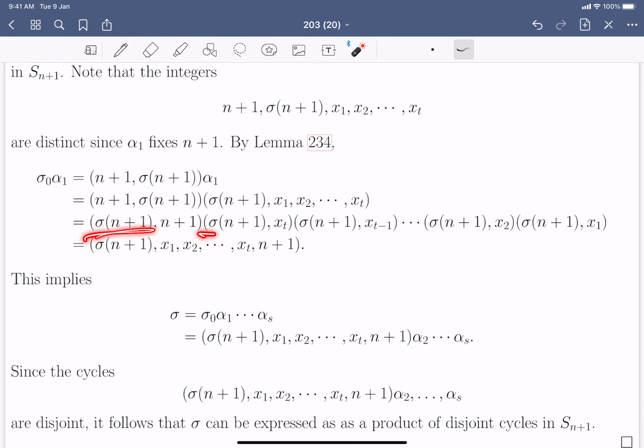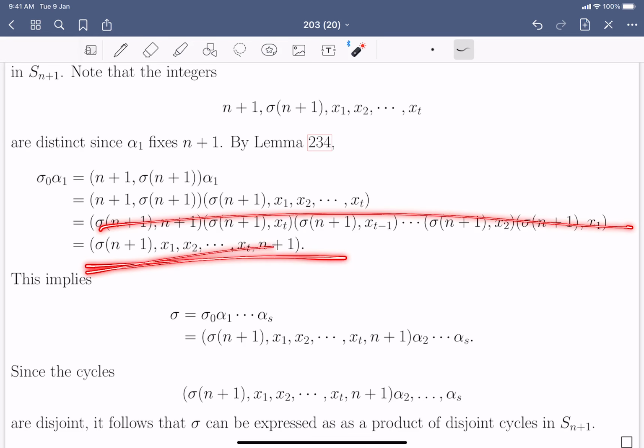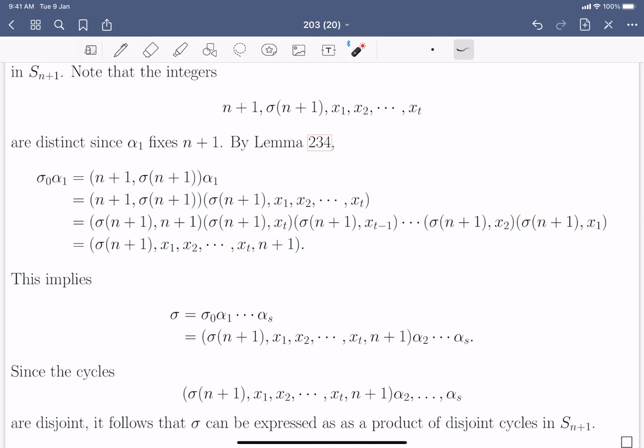Great. So we have sigma n plus 1, and in all these transpositions, one of the entries is sigma n plus 1. Okay, and that's why the product can be expressed in this form. So here in these two steps we have applied lemma 234. This lemma was about decomposing a cycle as a product of transpositions.